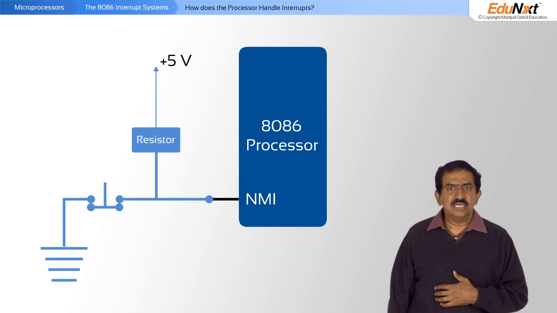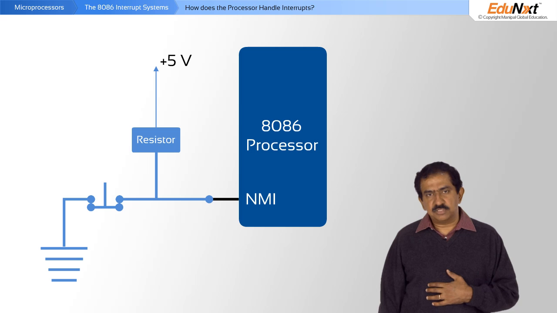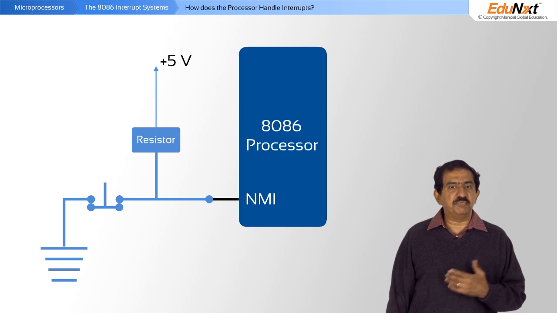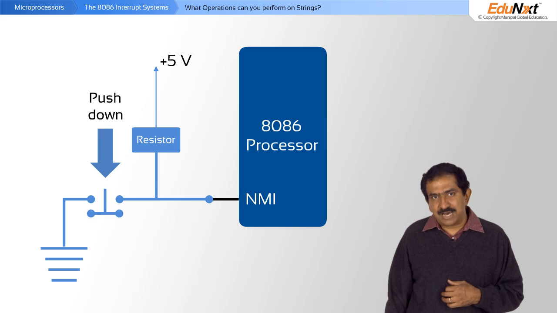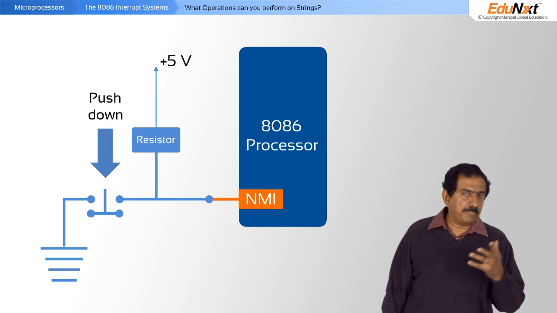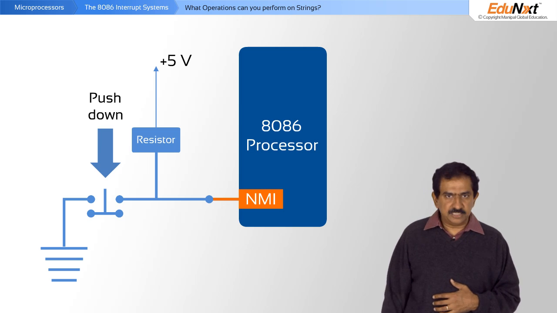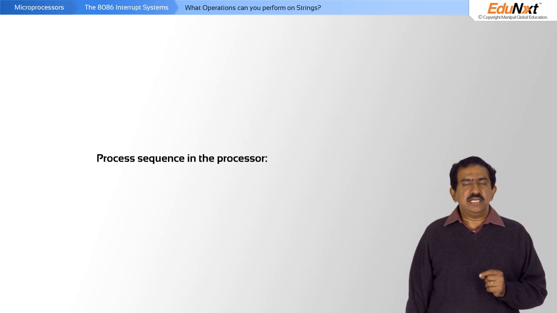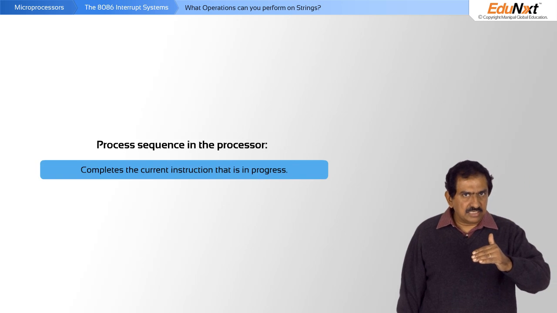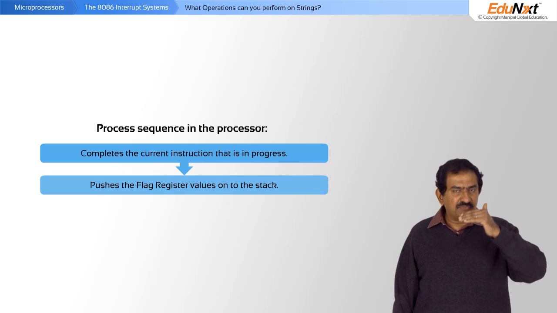So let's consider a non-maskable interrupt at this stage, typically maybe a reset switch or something like this. In this case, when you push down the switch, the NMI pin gets an interrupt. What happens inside the processor as soon as it happens? The processor will complete the current instruction. It then pushes the flag register.